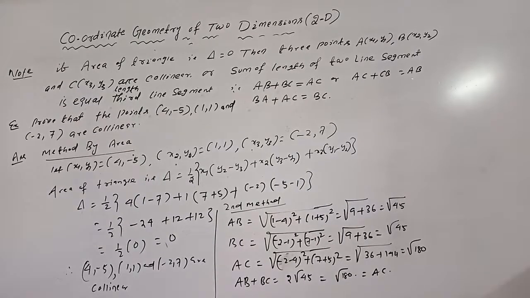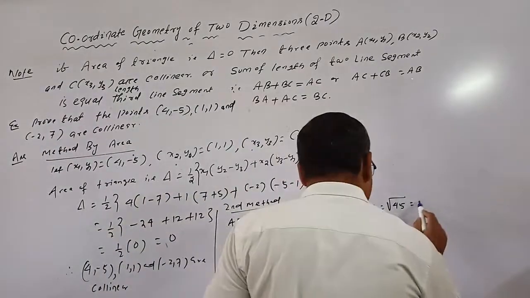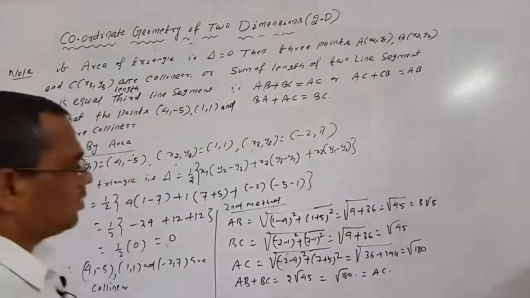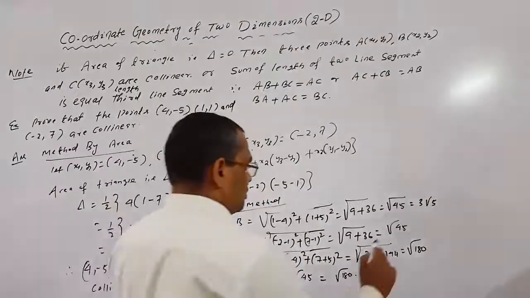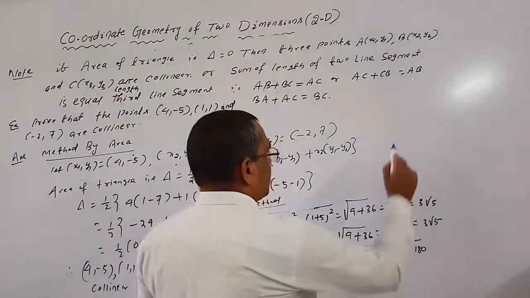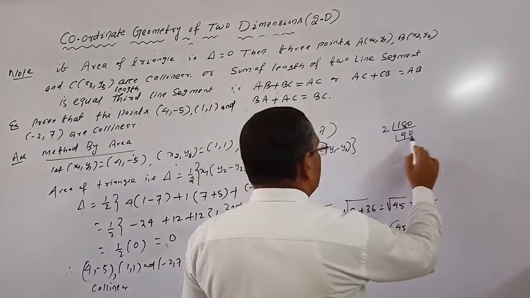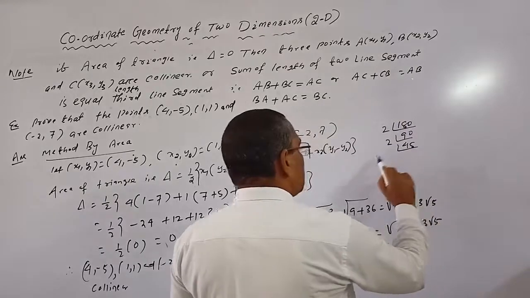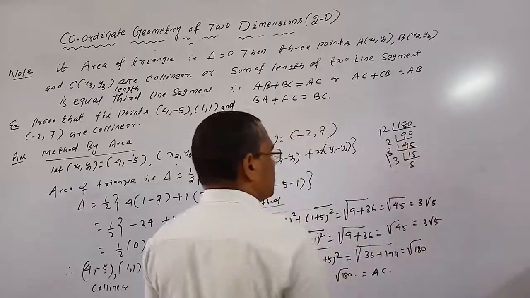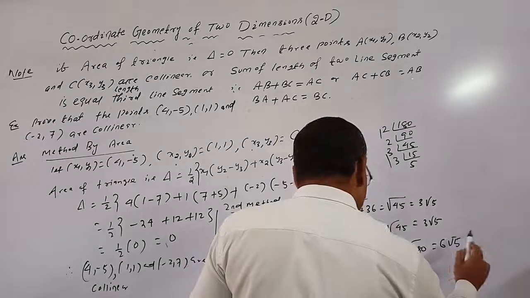Or you can write root 45 as 3 root 5, because 9 fives are 45. So root 45 is 3 root 5. And root 180: taking the LCM of 180, we get 2, 2, 3, 3, 5. So 2 into 3, that is 6 root 5. Which is equal to 6 root 5.